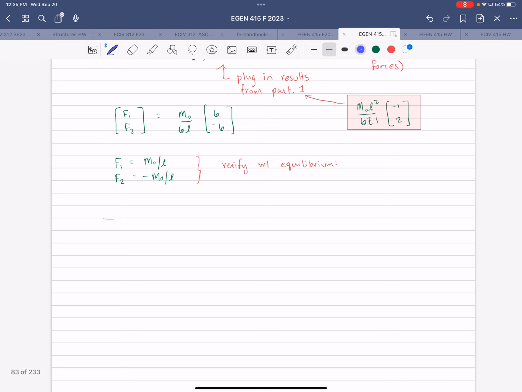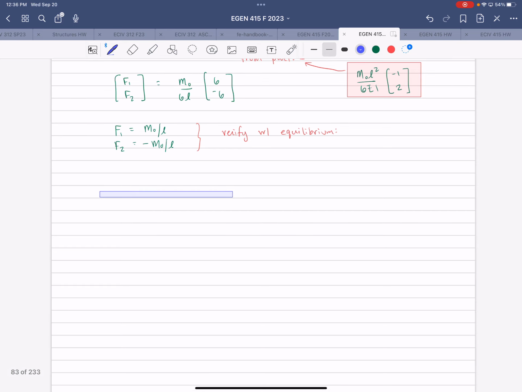So I'm going to just sketch our beam here. Nice rectangle. So we found positive m naught over L at node 1 and negative m naught over L at node 2. Interpreting that to our free body diagram, we can see just visually, yes, sum of forces in Y checks out.